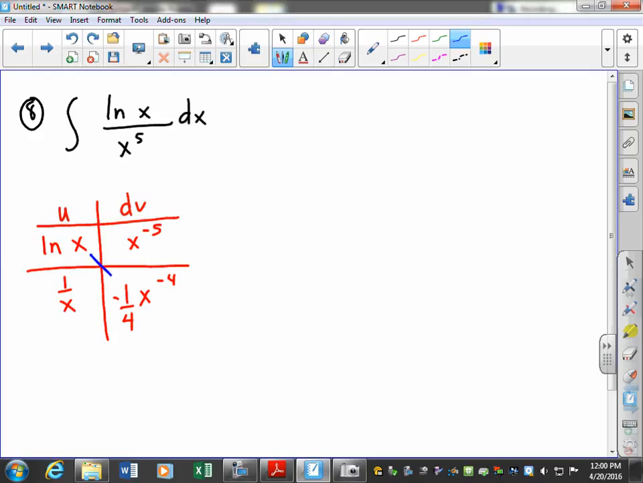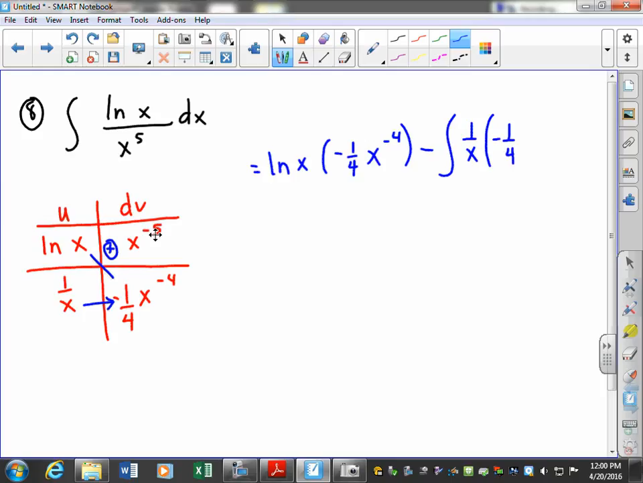Alright, so this is going to be plus, multiply them together. So I'm going to have natural log of x, negative 1/4, x to the negative 4. So that represents our u times our v. Because this is natural log and we're going straight across, I still have to have the integral of that times negative 1/4 x to the negative 4th dx.